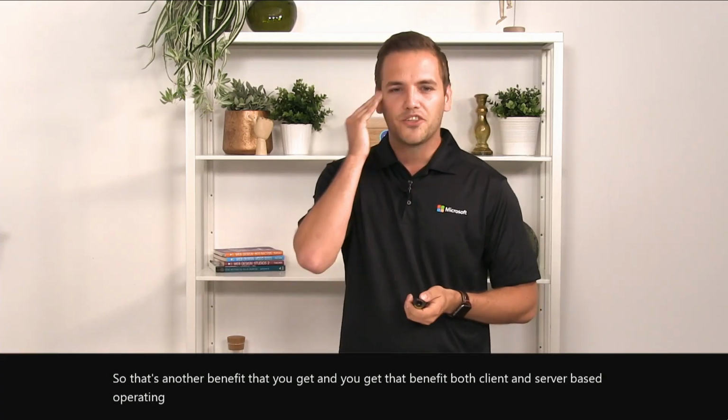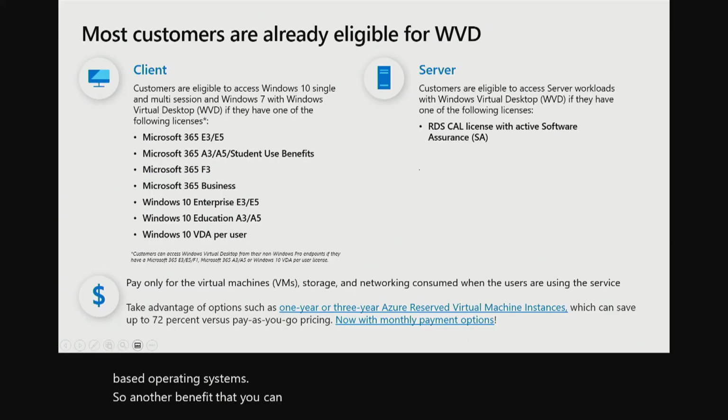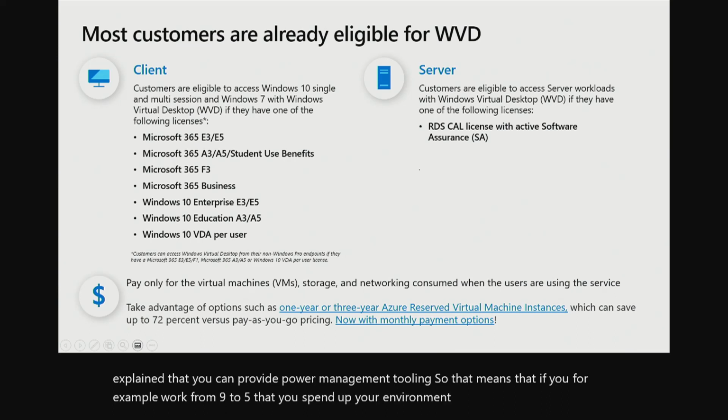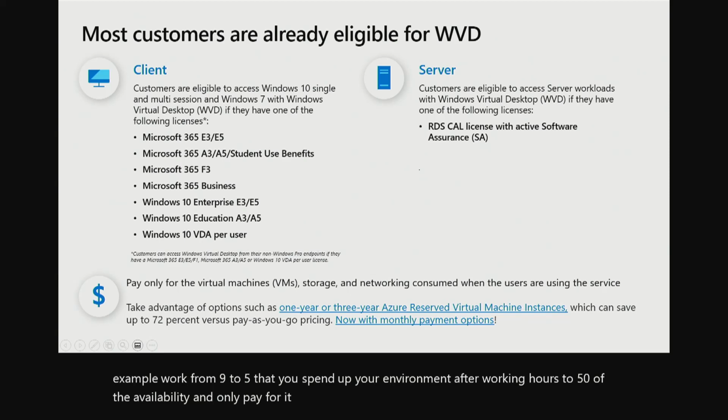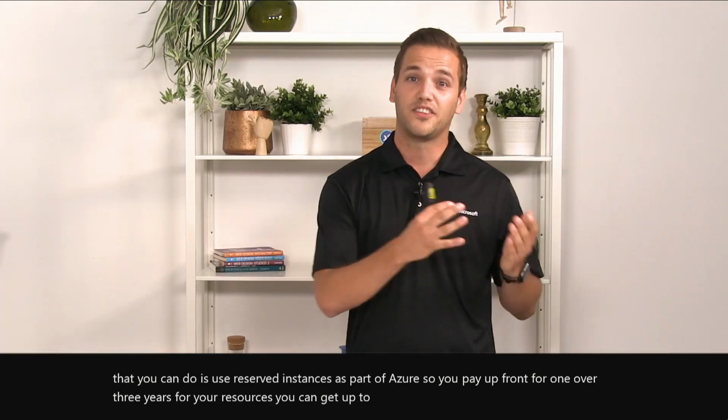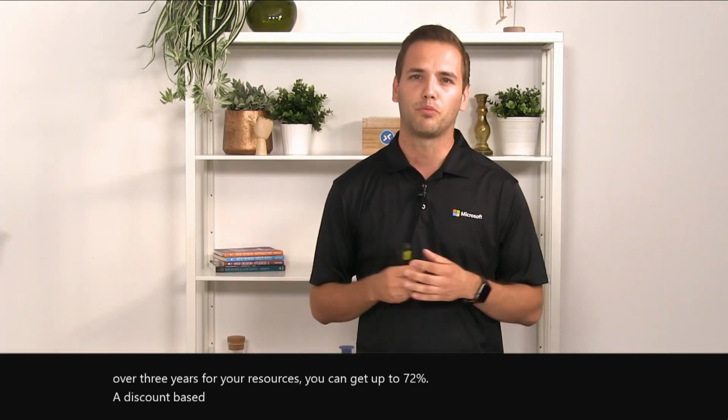Another benefit you can leverage as part of Windows Virtual Desktop: I already explained that you can provide power management tooling. So if you, for example, work from 9 to 5, you scale down your environment after working hours to like 50% availability and only pay for that 50% of the compute cost on Azure. The other option is to use reserved instances in Azure. You pay up front for 1 or 3 years for your resources, and you can get up to a 72% discount compared to pay-as-you-go pricing.